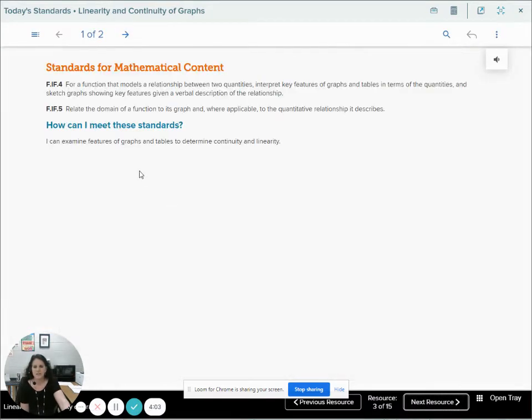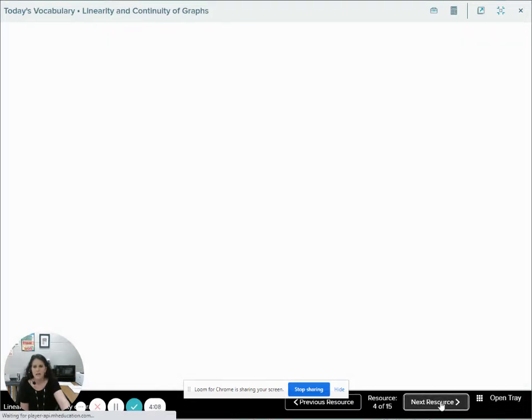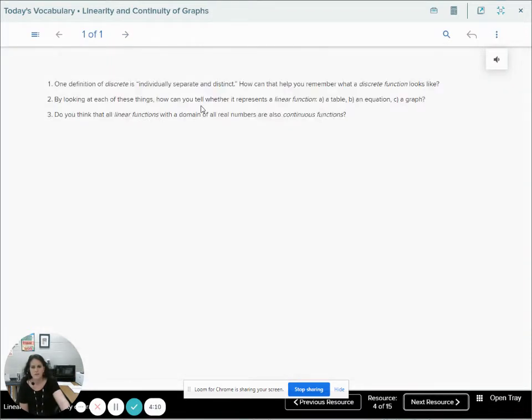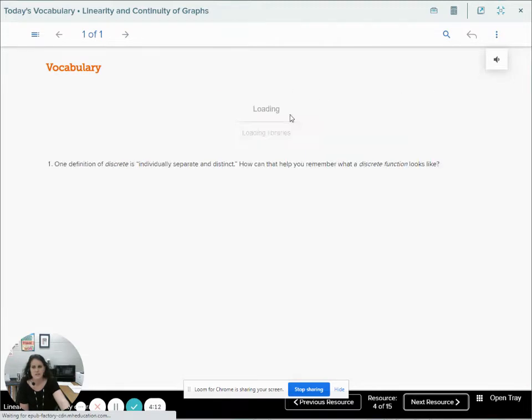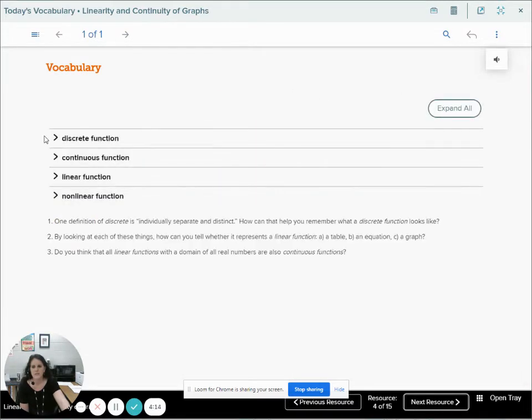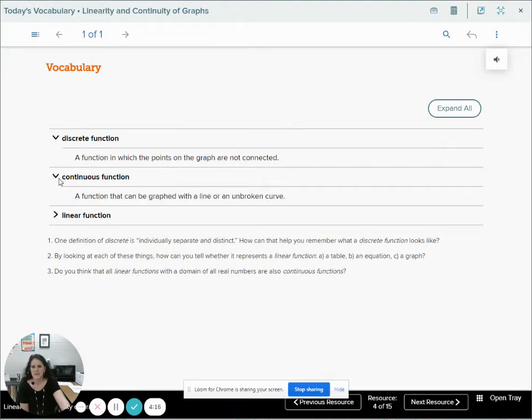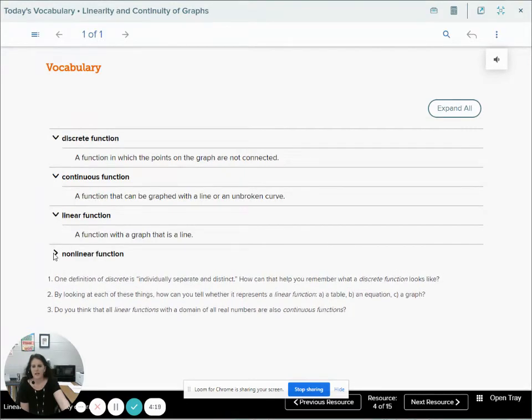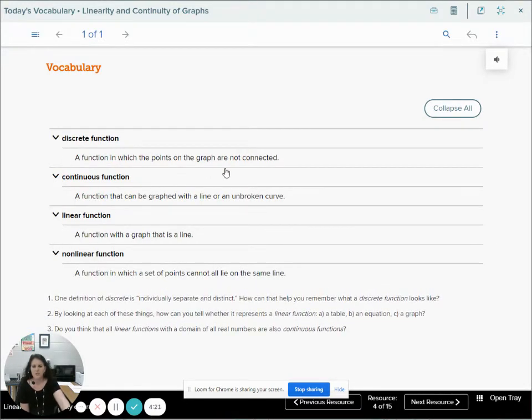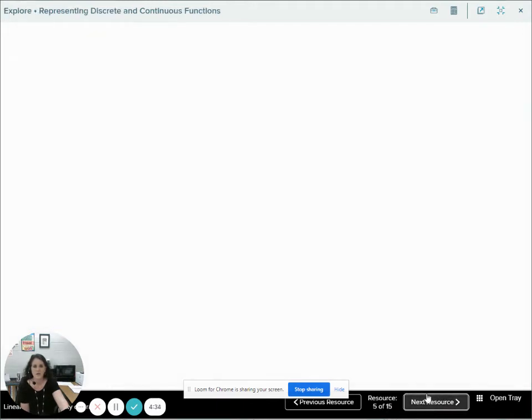We've got today's standards, F-IF.4 and F-IF.5. And then the vocabulary, very important to get this written down somewhere. We're going to talk about discrete, continuous, linear, and nonlinear. And I'll explain these more as we go, but discrete just means the points aren't connected. It's just random points on a graph. Continuous means the points on the graph are connected. It's an unbroken curve. And of course, linear is a straight line, and nonlinear is a set of points that do not lie on the same line.